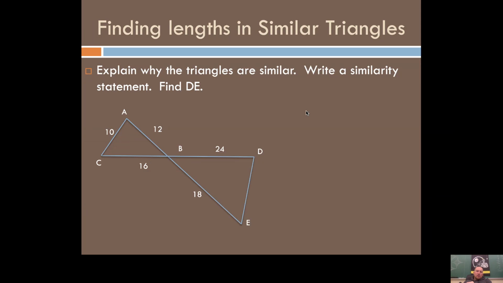This is section 9.3. We're going to find lengths in similar triangles. So we learned our three shortcuts. We need to apply one of them here to explain why the triangles are similar. We're going to write a similarity statement, and we're going to find this missing side, segment DE.